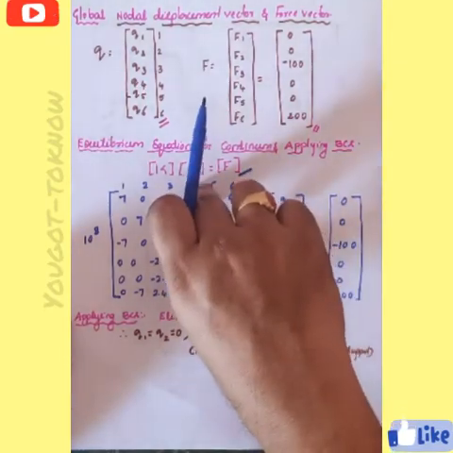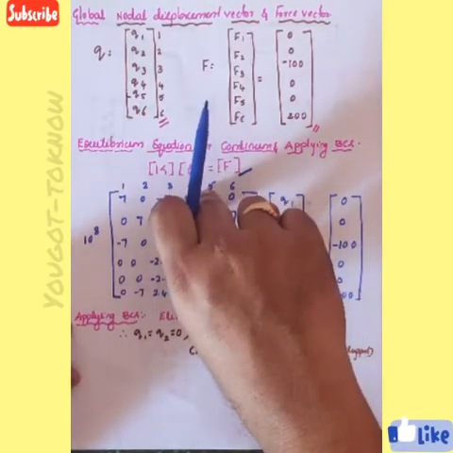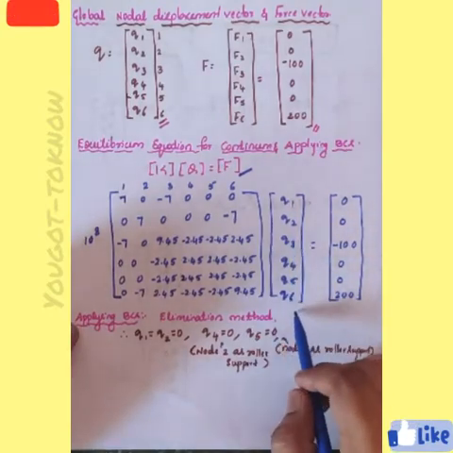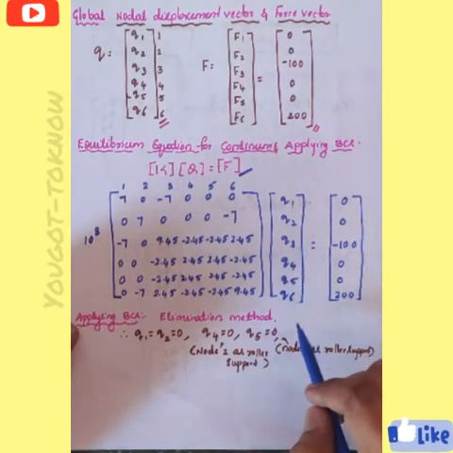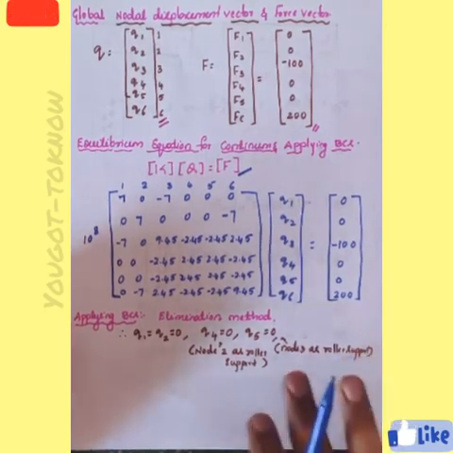Now represent your K. Already we have done it in the previous section, so keep your K values completely. This is your global vector, then the global displacement vector Q1, Q2, Q3, Q4, Q5, Q6, and the forces 0, 0, minus 100, 0, 0, 200. Now this is your next step.